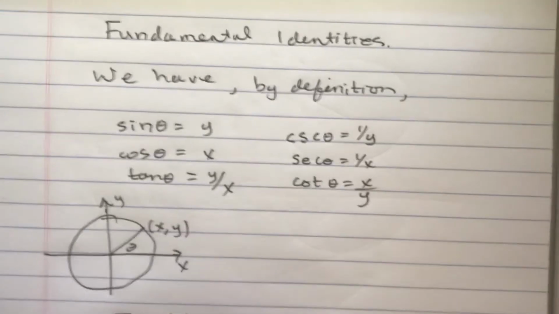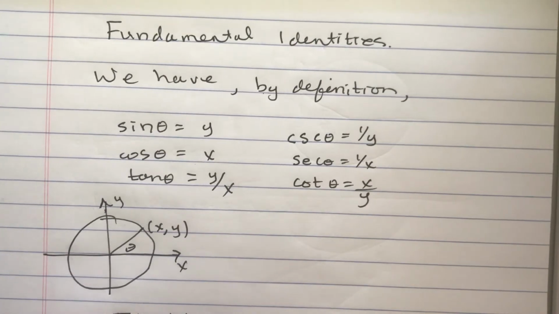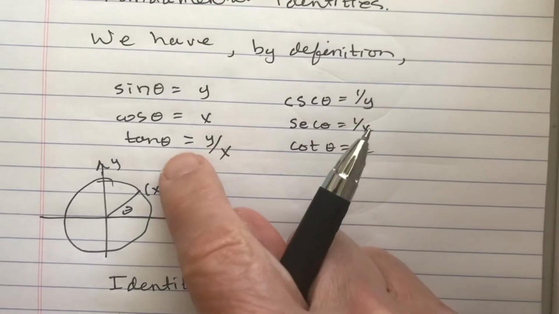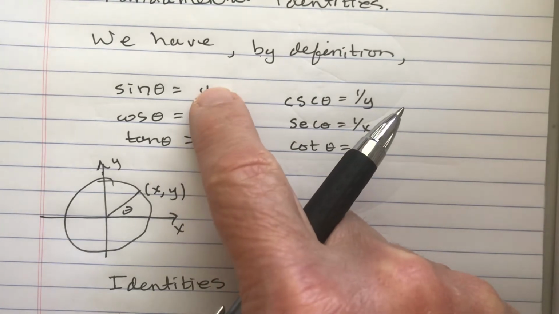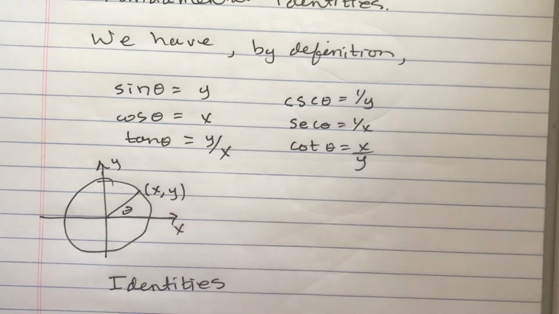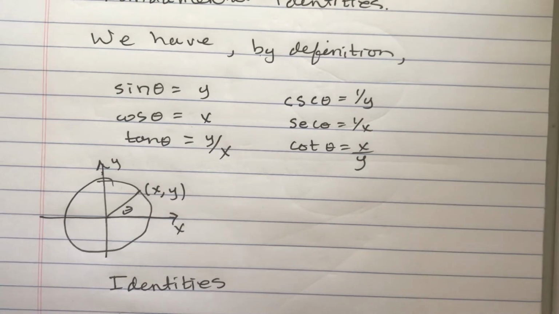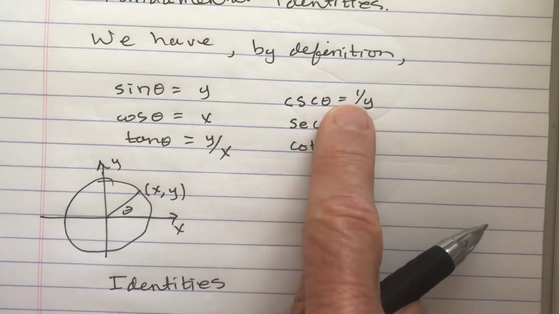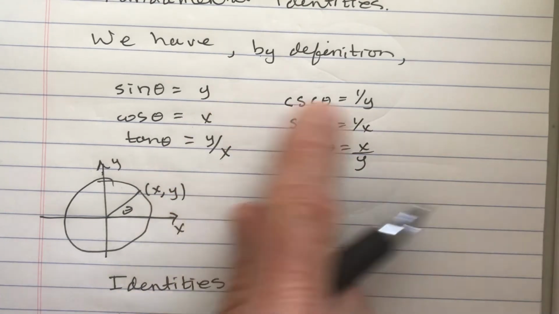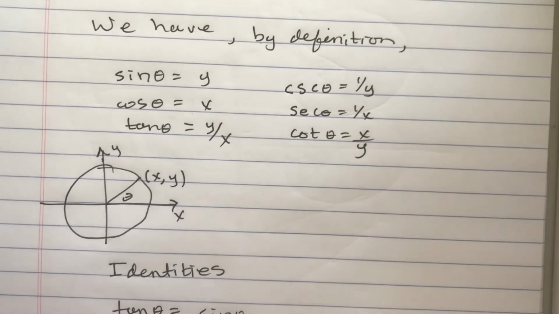Okay, you can see that tangent theta is equal to what? Well, since tangent is y over x, and you just look at this, sine theta is y, cosine theta is x. So this is going to give us sine theta over cosine theta. And cosecant is 1 over y, but y is sine theta.